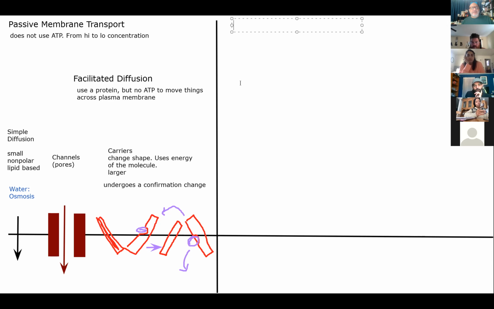All right, excellent. That means we understand. How are we on time? We're doing good. Perfect. Understand means we understand our passive membrane transport. So then let's talk about our active membrane transport.